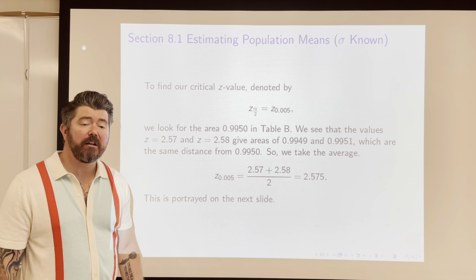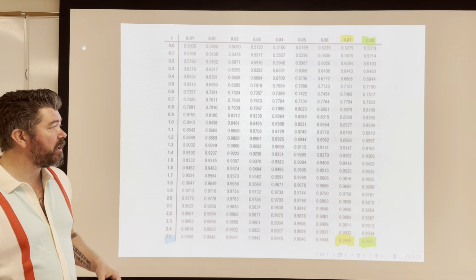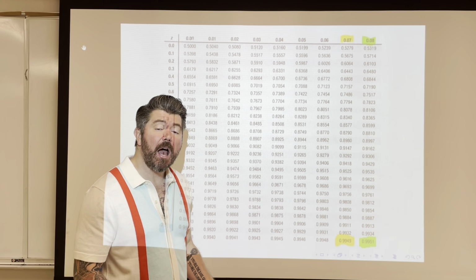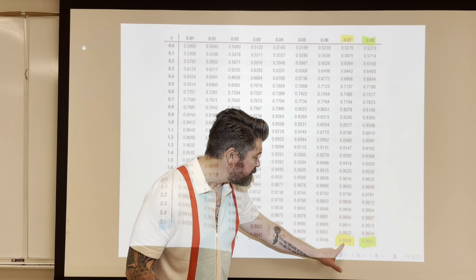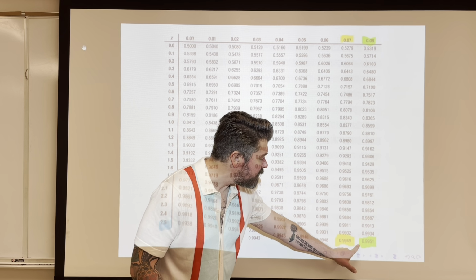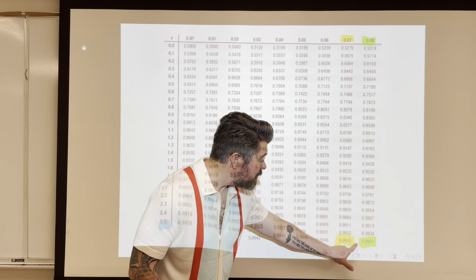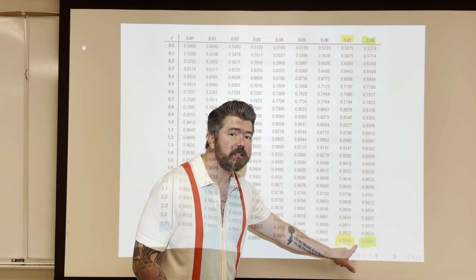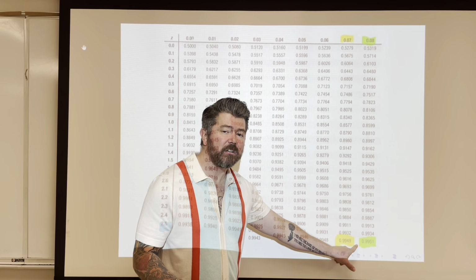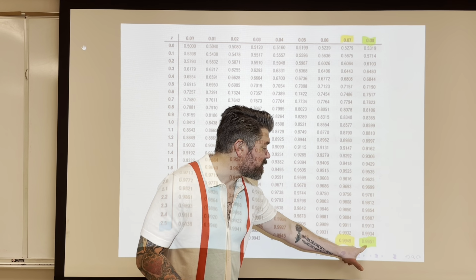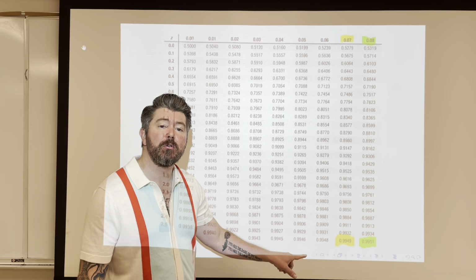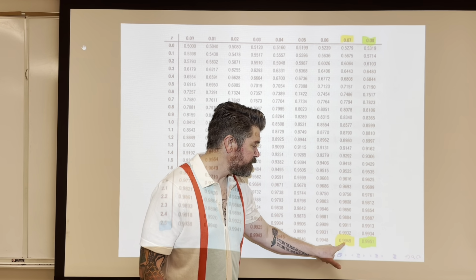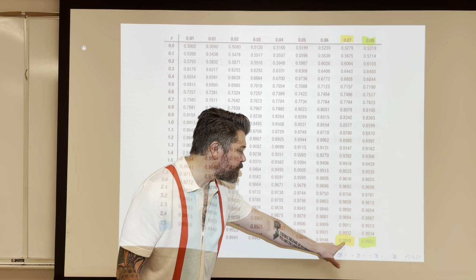And this is portrayed here in the next slide. So what we're doing is we're using our table B, and we're finding 0.9950. Now notice, I see 0.9949 and 0.9951. Between this is our value 0.9950, but it's not listed. So now we have to ask ourselves, which value is closer? Remember that we always use the closer distance value. But notice they're the same distance. So what we do is we follow this back.